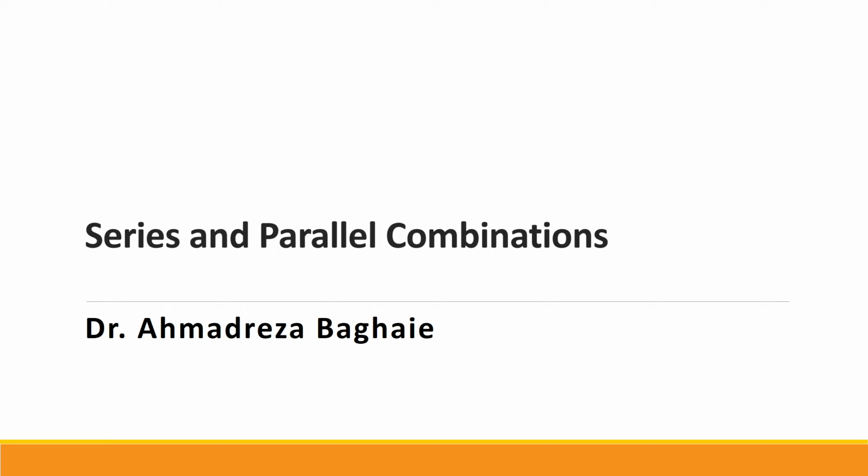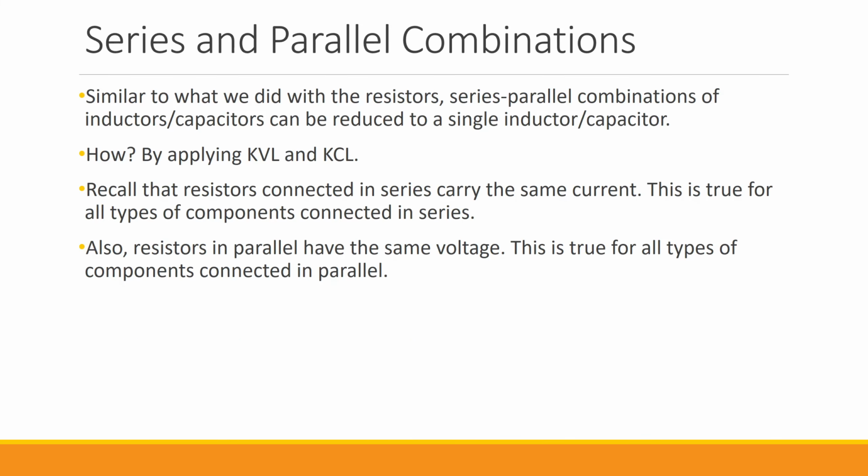In this video I want to talk about series and parallel combinations of capacitors and inductors. Similar to what we had with the resistors, we can have series or parallel combinations of inductors and capacitors, and we can reduce all of them into a single inductor or capacitor. The way we do it is very similar to what we did with the resistors, by applying Kirchhoff's voltage law or KVL and also Kirchhoff's current law or KCL.